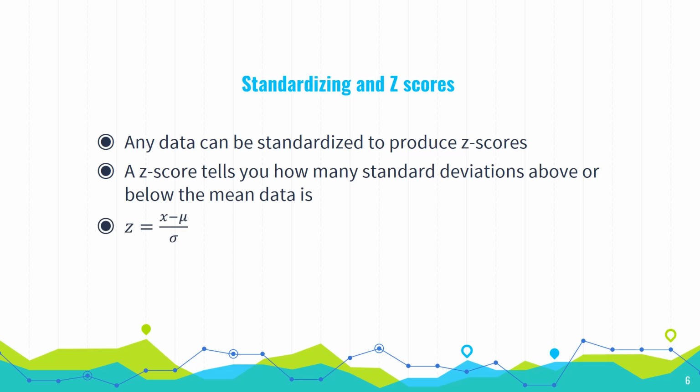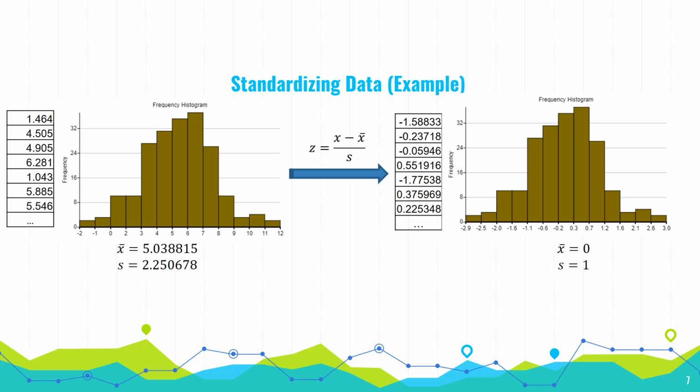So for any particular value in your data set, you calculate its z-score by subtracting the mean of the data set or of the population and then dividing by the standard deviation. This produces a new value we call z, the z-score, and you've thus standardized that point of data. Here's an example that maybe will drive the idea home.